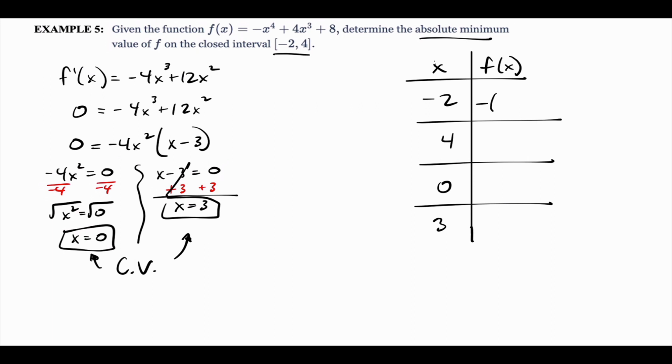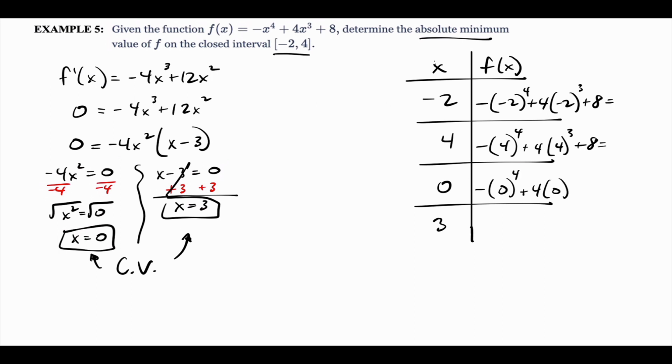So it's -2 to the 4th plus 4 times -2 cubed plus 8. And then -0 to the 4th plus 4 times 0 cubed plus 8.